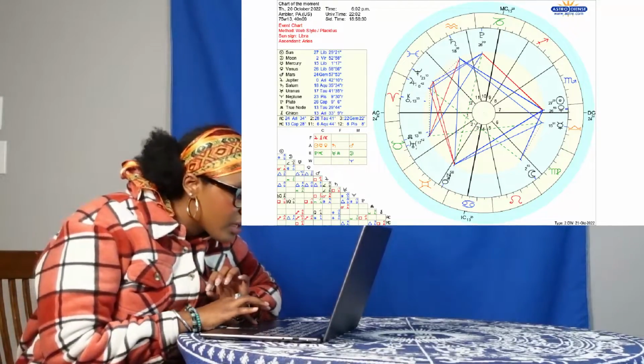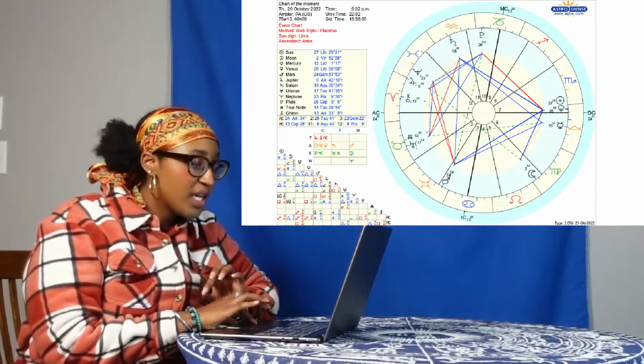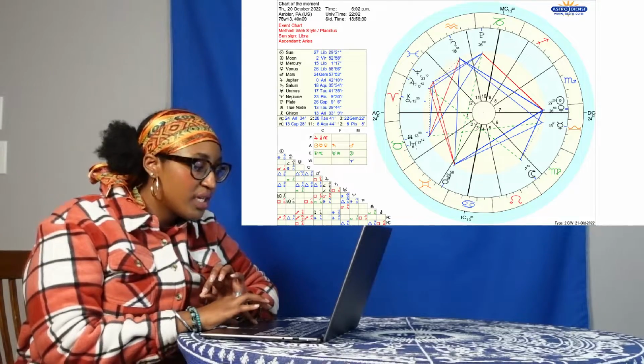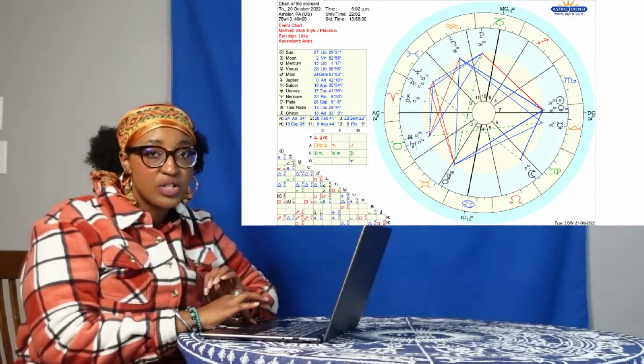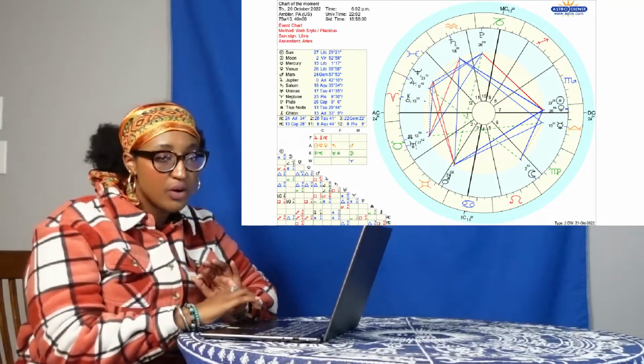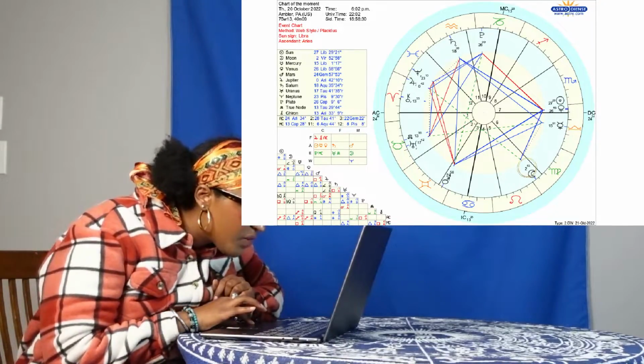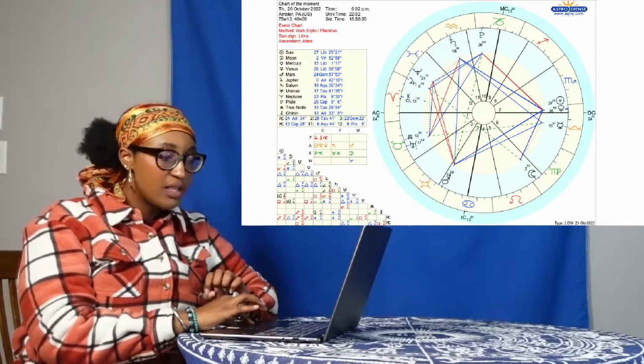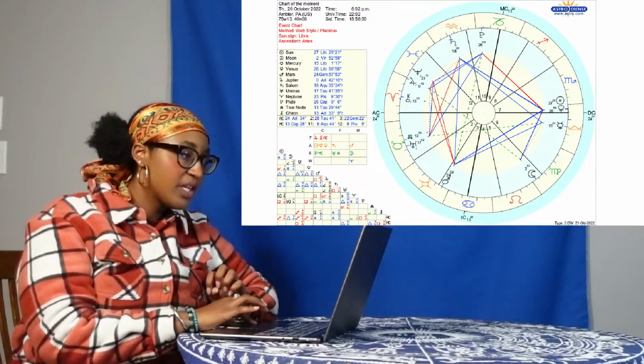If you look very closely, for example, at the moon right here, you see the moon is at 2 degrees, which means it just started its path going into Virgo, and it is at 59 minutes. That's what that little symbol up there means.